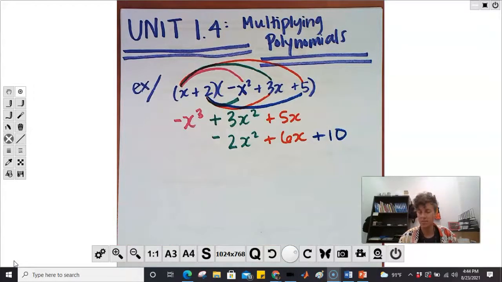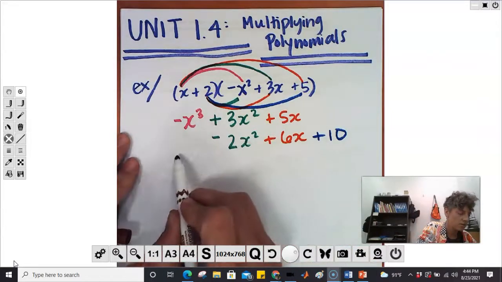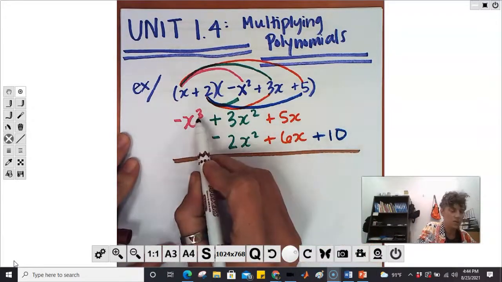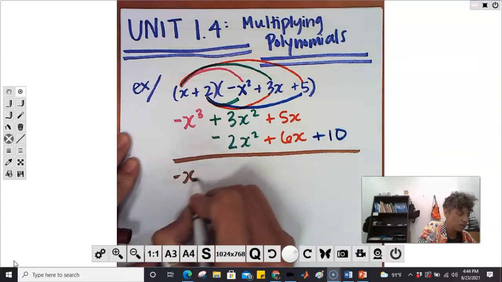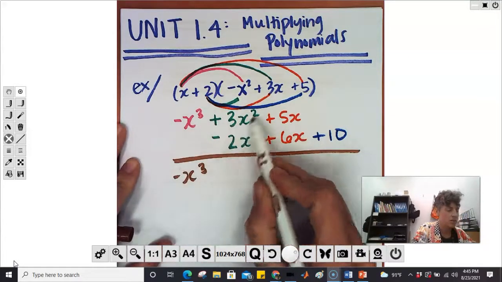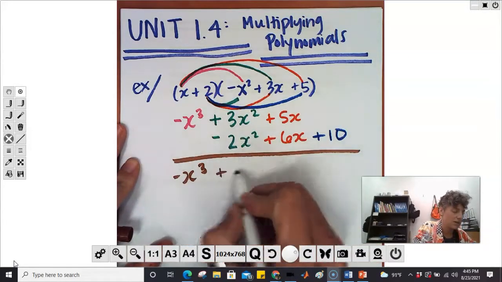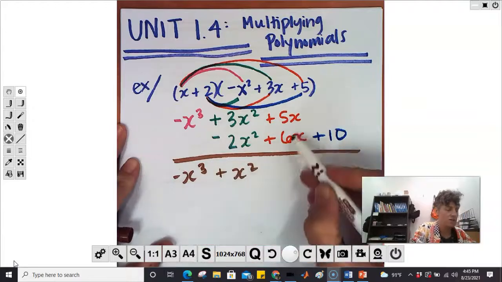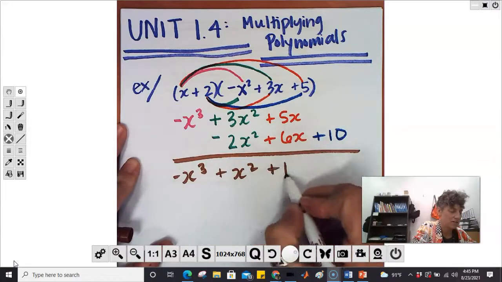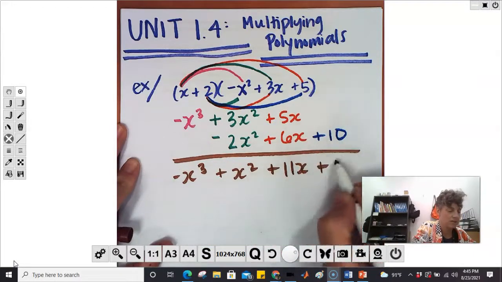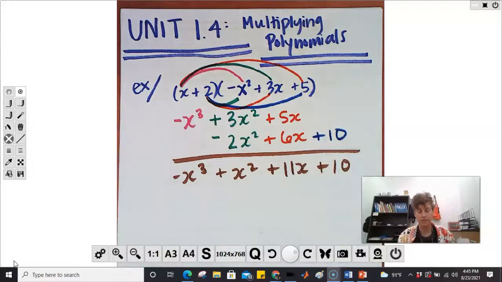Now let's combine like terms, add them all up. We've got negative x cubed in the front. 3x squared minus 2x squared is x squared. 5x plus 6x is 11x. And then plus 10. Et voila! That's it. Alright, great, let's do another one.